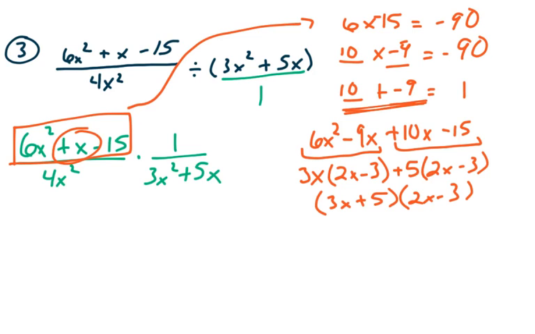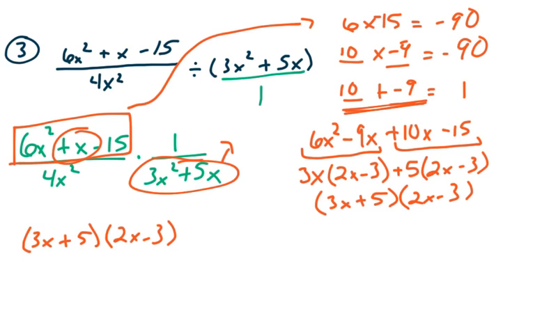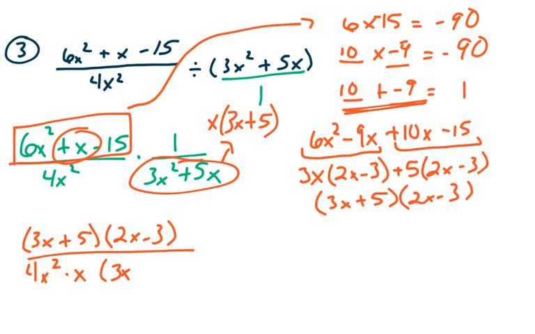Now when I rewrite this, the numerator of the first fraction is going to be (3x plus 5) times (2x minus 3). This 3x squared plus 5x can be simplified, since they're both divisible by x, so we can make that x times (3x plus 5). That's going to be a great help down the road. The denominator becomes 4x squared times x times (3x plus 5).